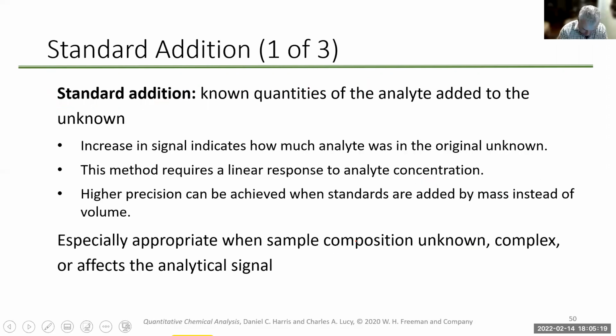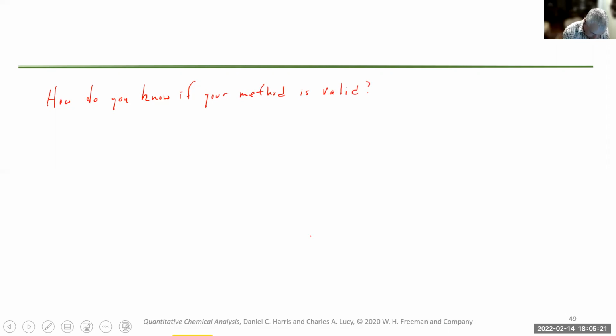So let's talk about how do you know if your method is valid? How do you know that it's telling the truth? Valid means truthful, basically, or accurate.